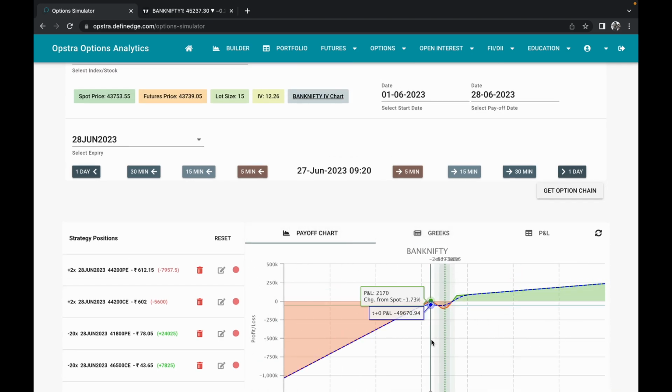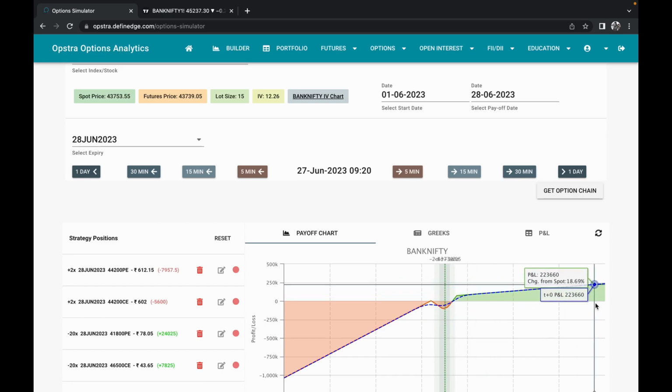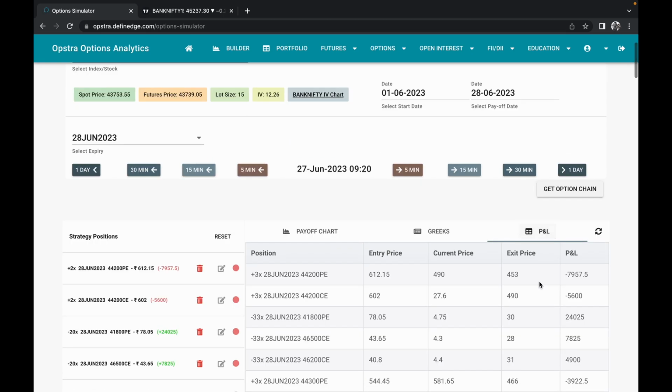And our payoff chart will look like this. Okay, there is almost 3,000 rupees profit available on the downside, and we have almost unlimited profit on the upside. And there is only one day left in the expiry. So let's see what happened on our next day.